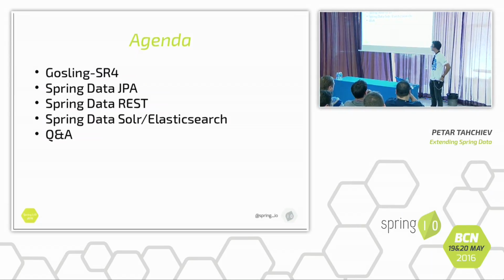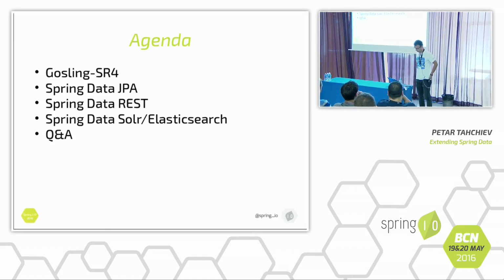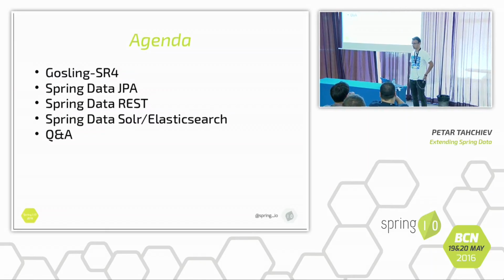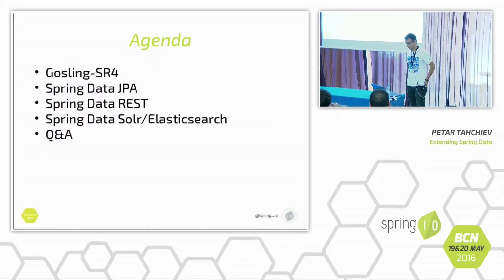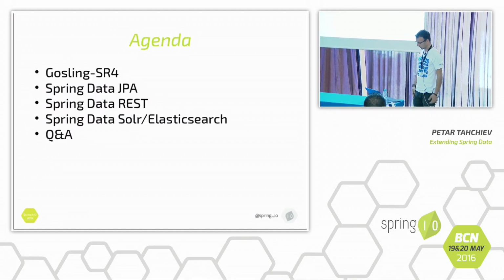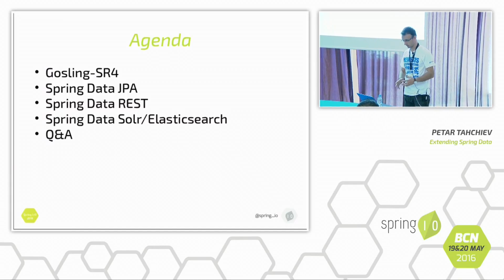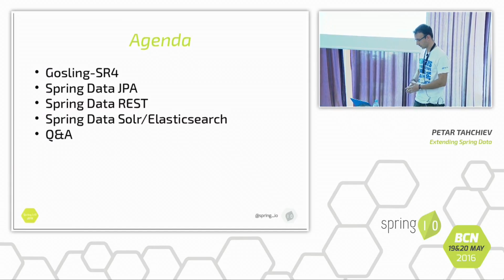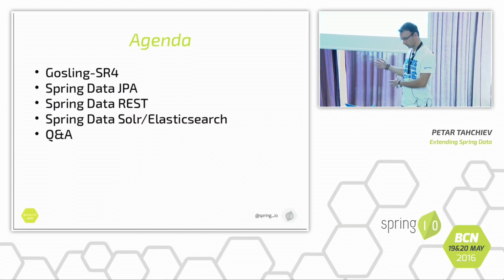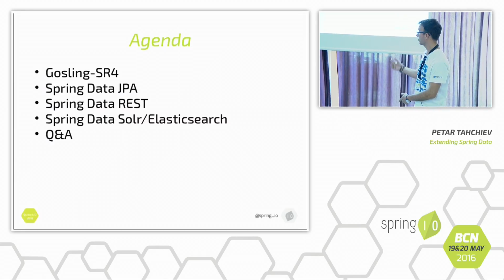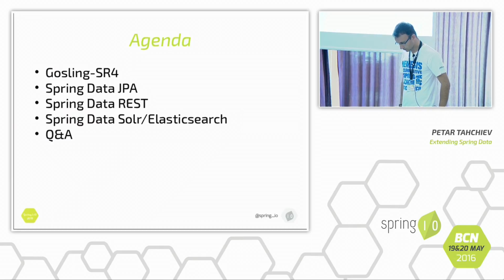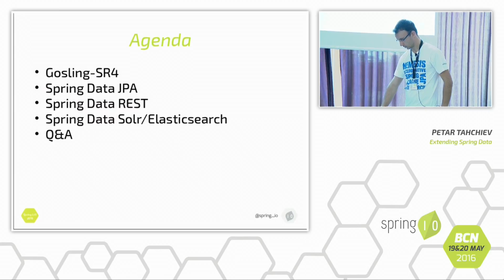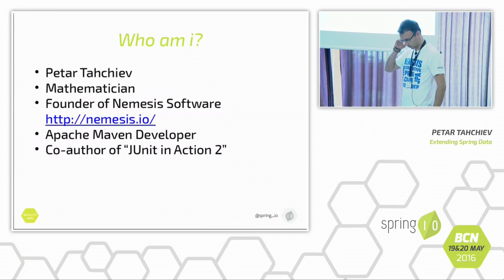Everything that I cover here will be Gosling Service Release 4. I know Spring Data Hopper came out a couple of weeks ago, but we had slight problems updating, mostly because of Querydsl and Elasticsearch. So I couldn't make it on time to include the Hopper release here, so we're going to be covering Gosling. I'm going to start with JPA, then REST, a little bit of Solr, Elasticsearch, and then a Q&A session.